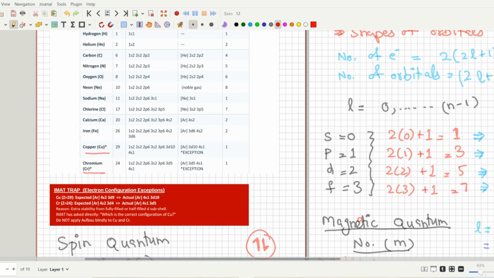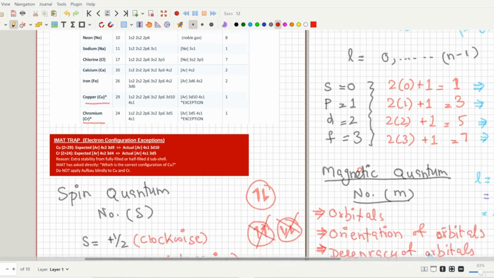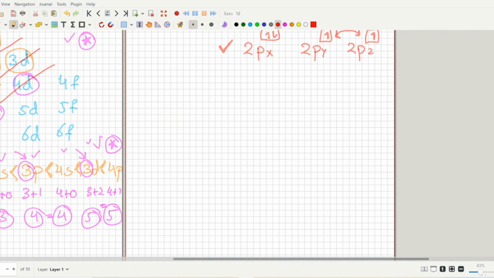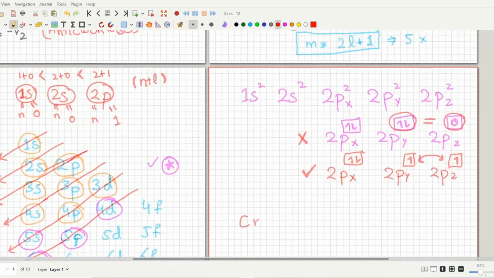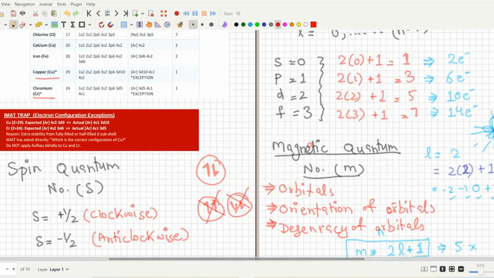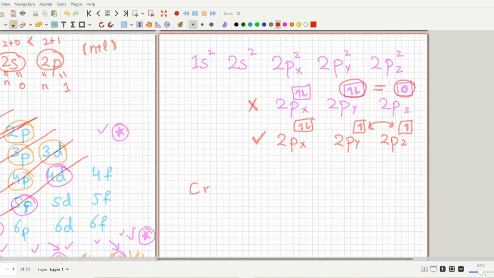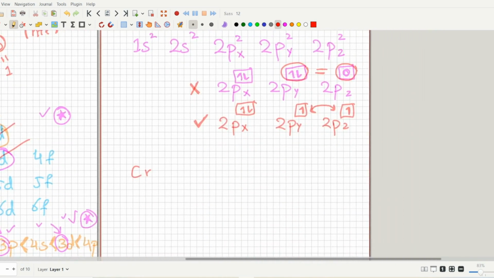But the problem here is that it does not have the electronic configuration like you want it to have. Let me write it down for you. First you will write down chromium. What is the number of electrons in chromium? Chromium has 24 electrons. So the number of electrons in chromium is 24.